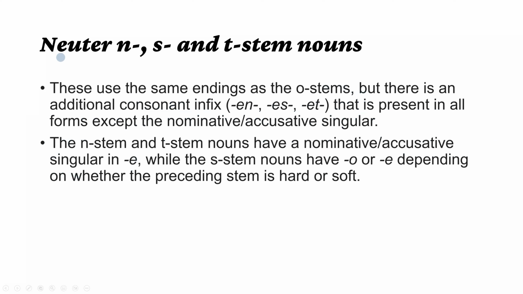And at last we have neuter n, s, and t stem nouns. These use the same endings as the o stems, but there is an additional constant infix, n, s, t, that is present in all forms except the nominative, accusative, singular. The n stem and t stem nouns have a nominative, accusative, singular in e, while the s stem nouns have o or e depending on whether the preceding stem is hard or soft.